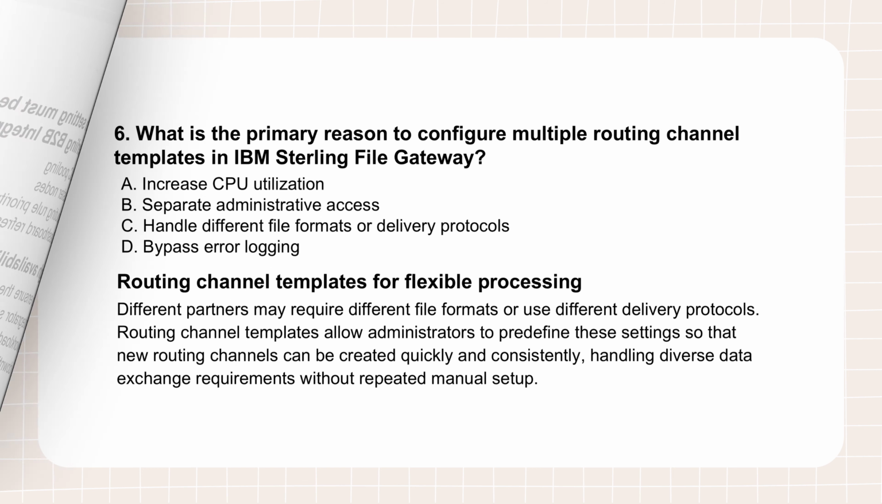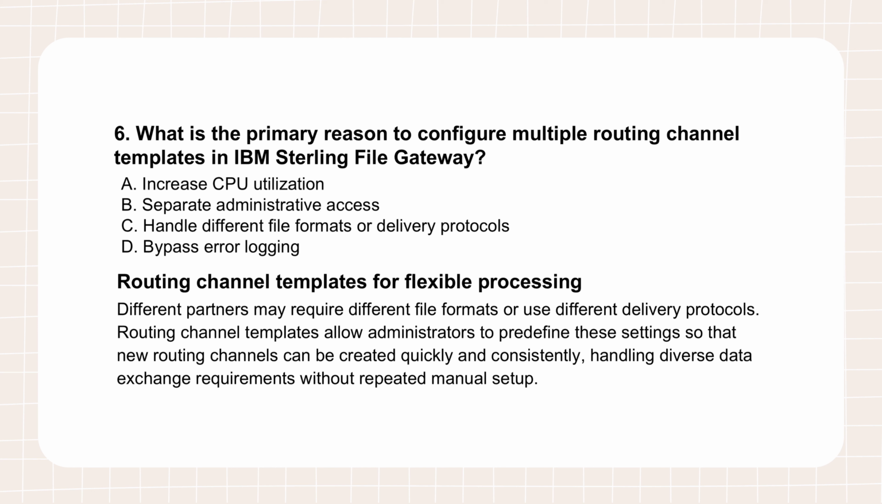Makes total sense. Okay, circling back to setting up connections. Question 6 asks why you'd configure multiple routing channel templates in File Gateway. The answer is C, handle different file formats or delivery protocols. Why is that flexibility so key? Well, you just have to think about the real world. Businesses exchange data in so many different ways.